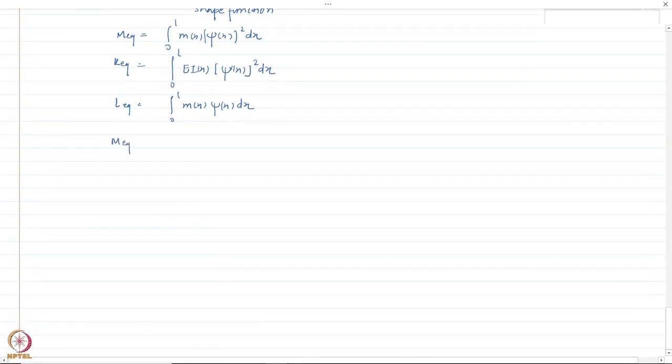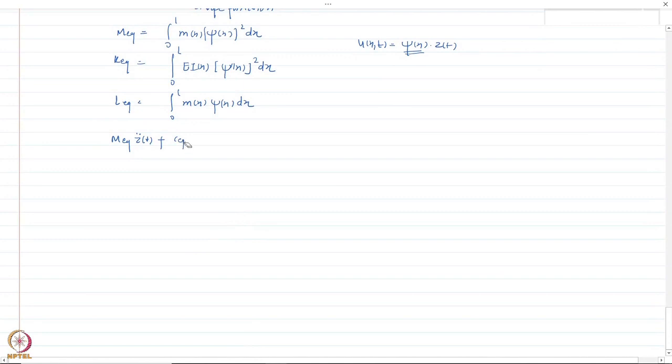Basically, using these equivalent parameters, the equation of motion that I had derived was M equivalent times z double dot(t), the acceleration in terms of the generalized coordinate z. If you remember, the total deformation we had written as phi(x) times z(t), where phi(x) represents the deflected shape or the shape function and z(t) is the time variation, which we called the generalized coordinate. If I wanted, I could include the damping term as well, but remember, typically we do not have an expression for the damping term because damping we get from experiments. So we get the damping ratio and convert it to get the C equivalent. Let us write it down without damping here.